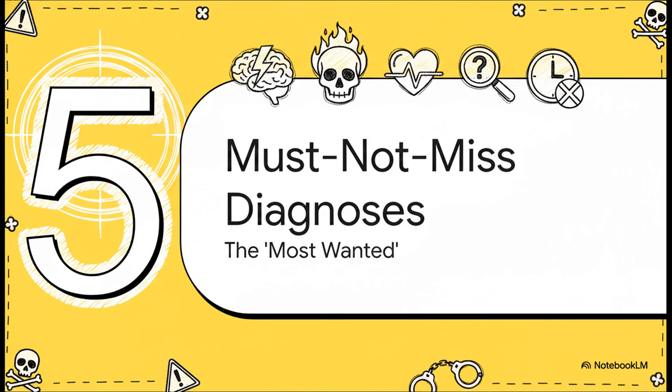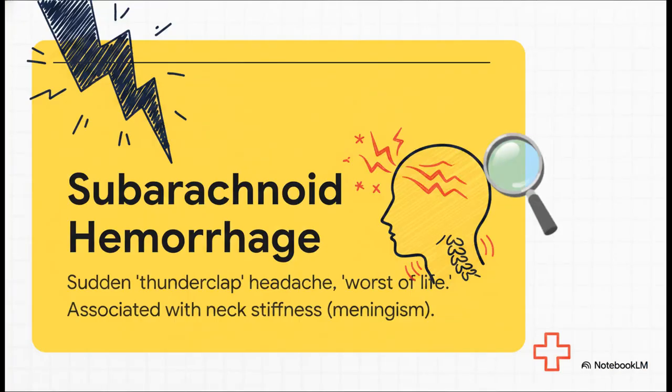Okay, before we wrap this up, I want to circle back one more time to the really dangerous secondary causes. These are the diagnoses you absolutely, positively cannot afford to miss. Let's just quickly review the classic presentations of our most wanted list. Subarachnoid hemorrhage. The keywords here are thunderclap onset and worst headache of life. If a patient says that, this has to be at the very top of your list. You'll want to check for neck stiffness or meningism, which is caused by blood irritating the lining of the brain. This is a true emergency, and that patient needs to go to the ER for a CT scan right away.